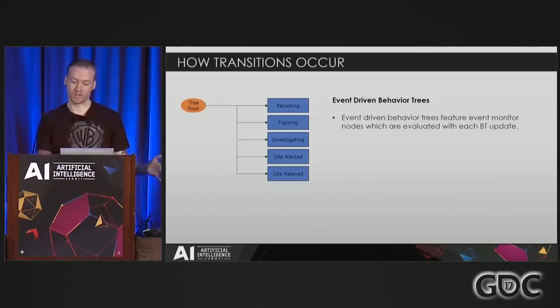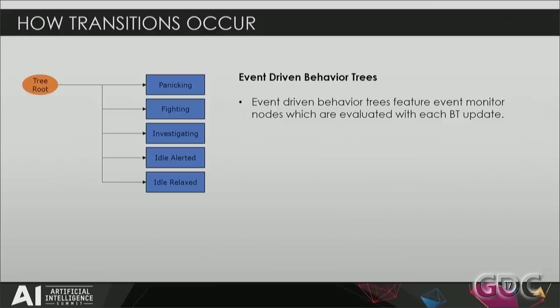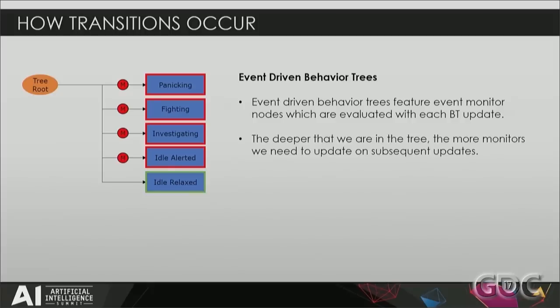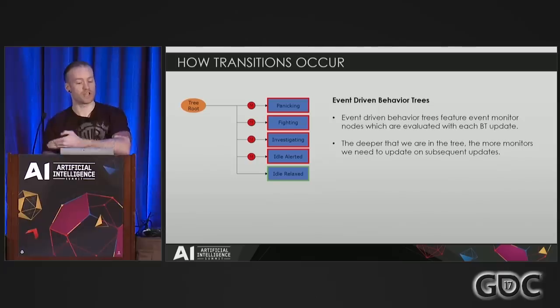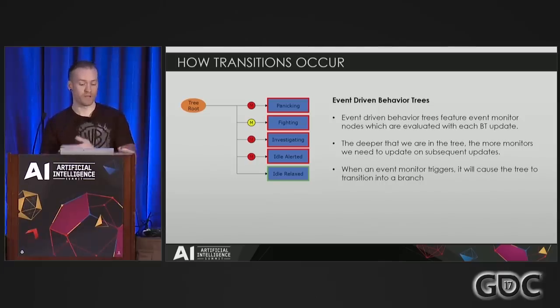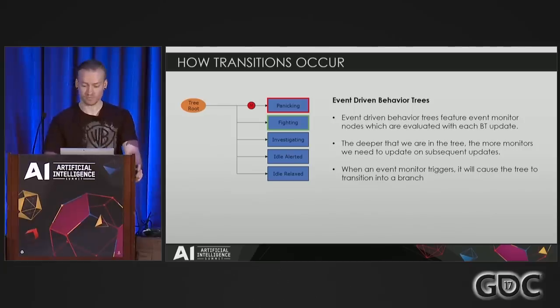So currently the most common approach to behavior trees that I've seen in the industry is event-driven. That basically means that as we traverse the tree, at every single point we register these monitor nodes till we hit a behavior that we run. These monitor nodes get updated every frame. And the deeper we are in the tree, the more monitors we need to check the higher priority behaviors. And if one of these monitors ends up triggering, it will cause the tree to abort, reset, and go into that behavior that triggered. And this is happening through the conditions that are being set for these monitors and the entries.